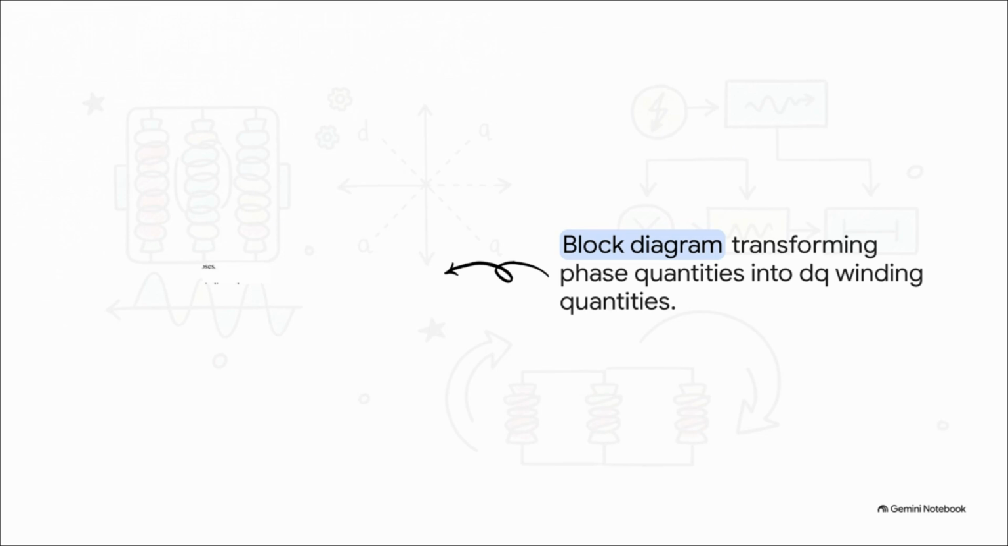Physical phase currents A, B, and C are continuously processed through our transformation matrix, and it spits out our new orthogonal ISD and ISQ control currents. This specific block diagram, this architecture, is the actual software running on the microprocessors inside modern electric drives today.